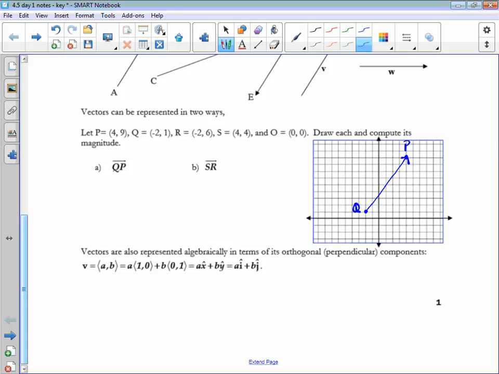All right, so we would be doing then square root. So QP, here's my Q and here's my P. So let's do -2 minus 4 squared plus 1 minus 9 squared. All right, so what's -2 minus 4 squared? Okay, 36 plus 1 minus 9, -8 squared. Okay, 36 plus 64, square root of 100. Okay.